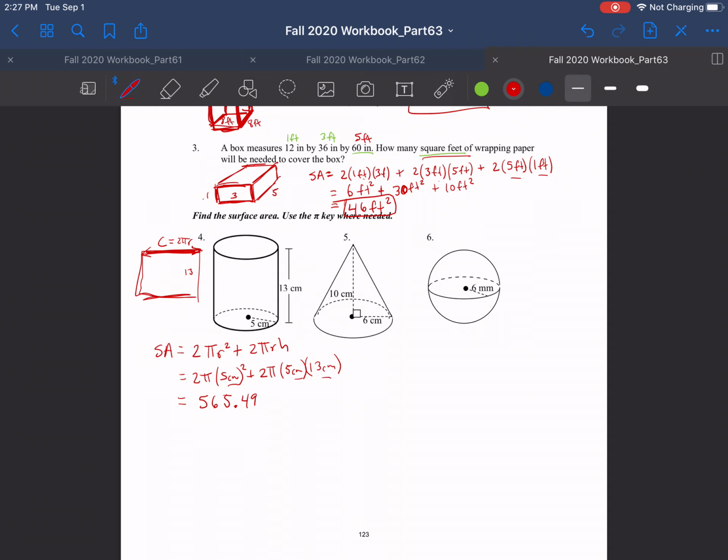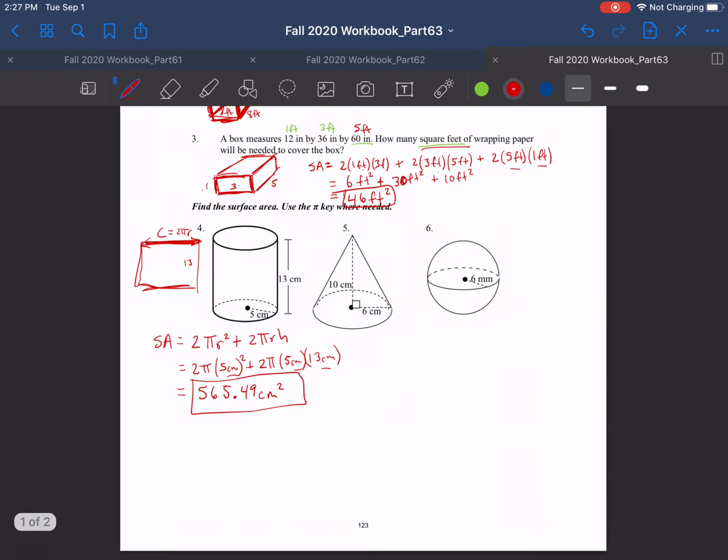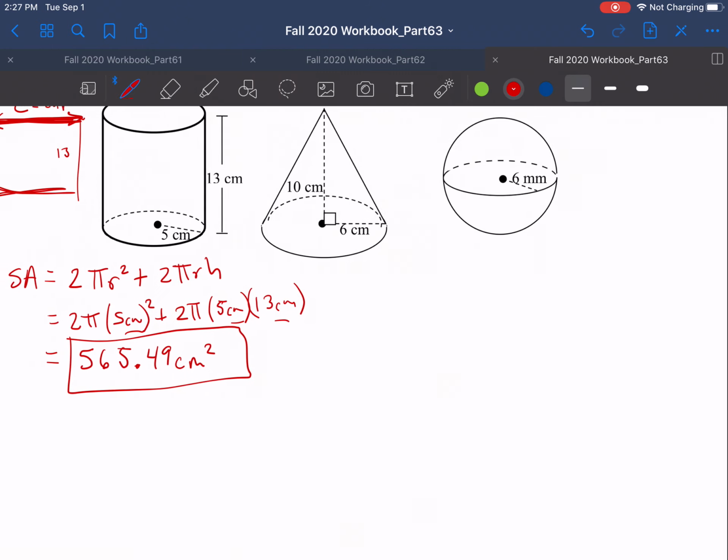This will be centimeters squared because of the centimeters there, and they add up to be centimeters squared. So that should be our answer there. And we'll check it, 565.49, and there we go. We have the answer. Oh, we got that one right too when we fixed it to 30. So there's that one.